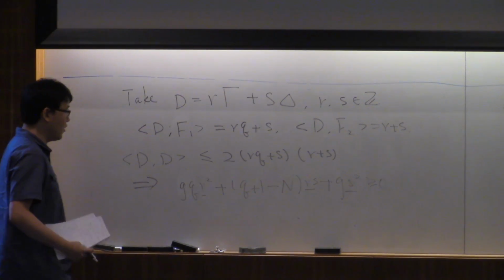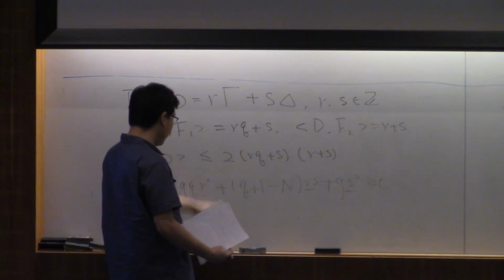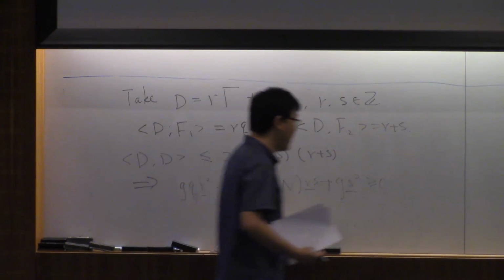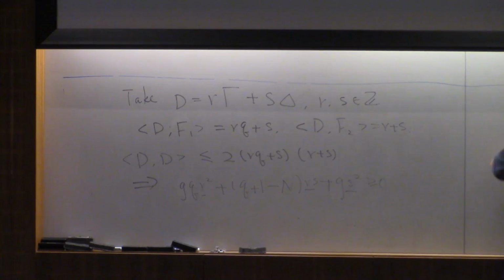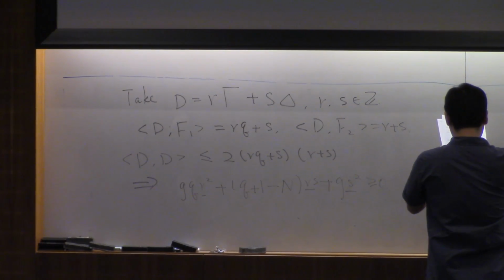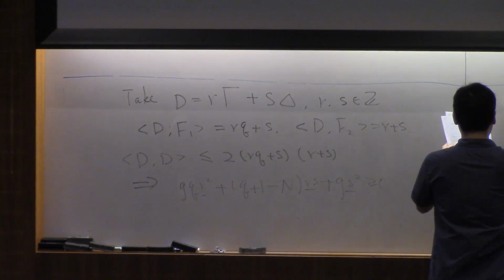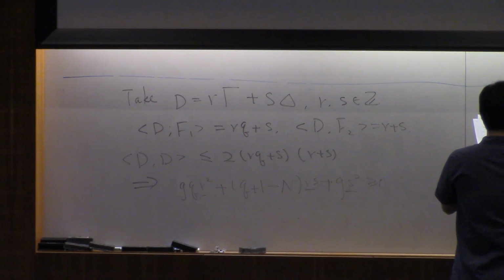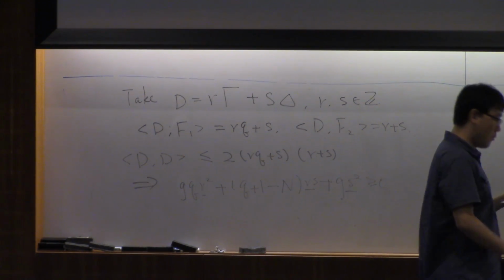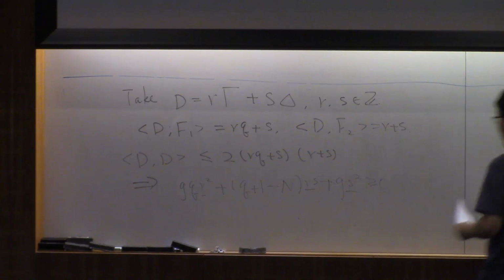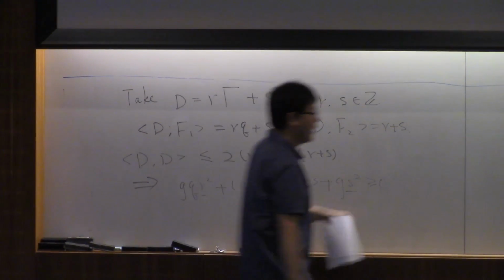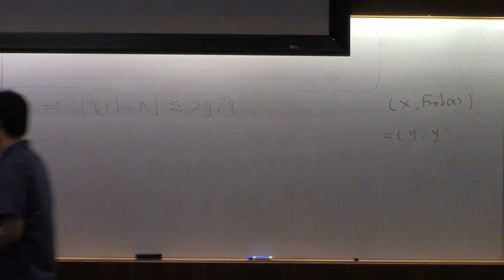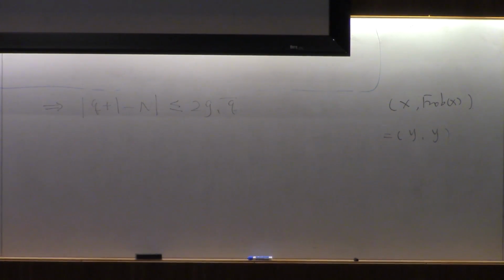But you know the rational numbers are dense in the set of real numbers. That means this quadratic form is always non-negative. So that means the determinant should be non-positive. Just compute the determinant. So that means the absolute value of this term should be less or equal to 2 times the square root of the product of these two coefficients, G squared Q.